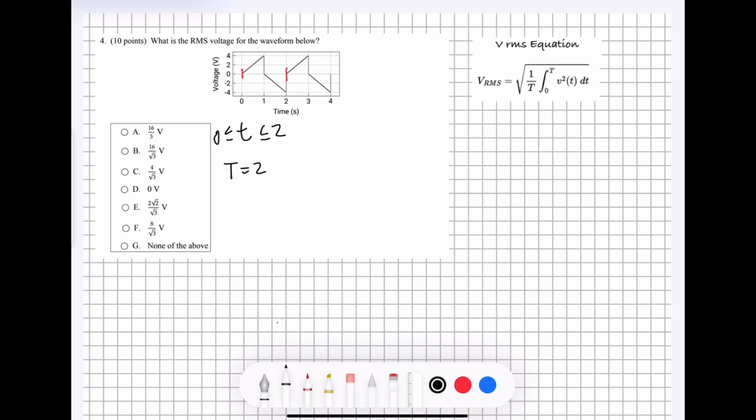Then for the equation of the function, we can observe from the graph that there are 2 different equations we're going to need. One is going to be from 0 to 1, and one is going to be from 1 to 2, because the behavior of the waveform is different on those 2 intervals. So from 0 to 1, our waveform is going to be equal to 4t. From 1 to 2, our waveform is going to be equal to negative 4t.